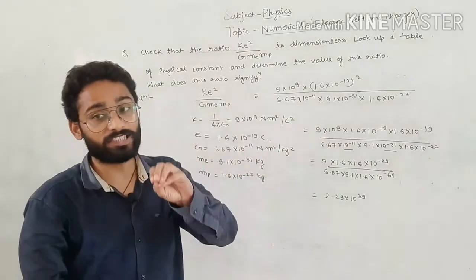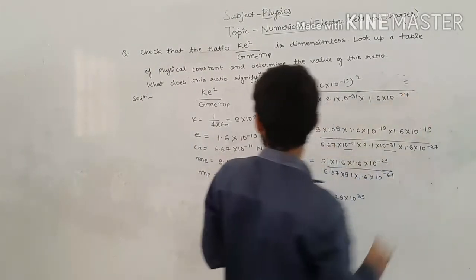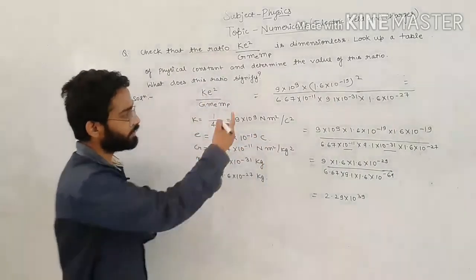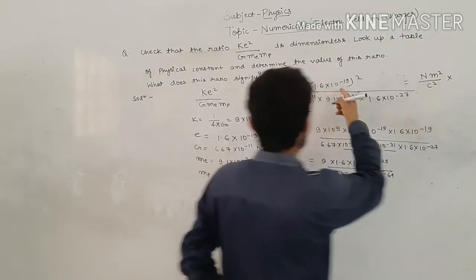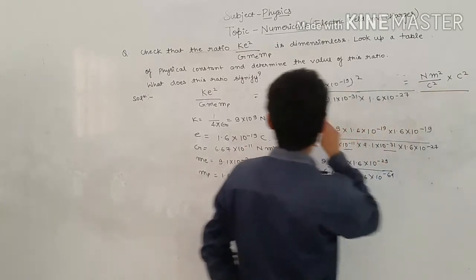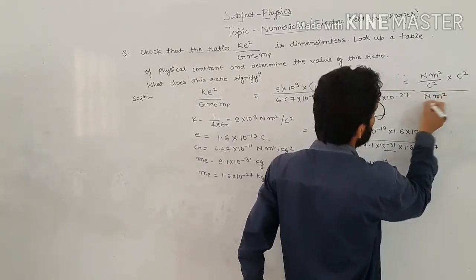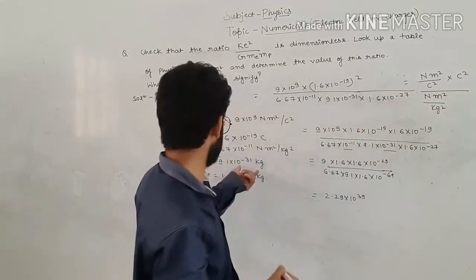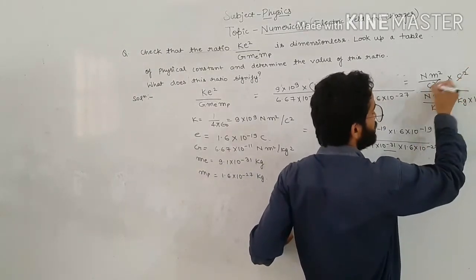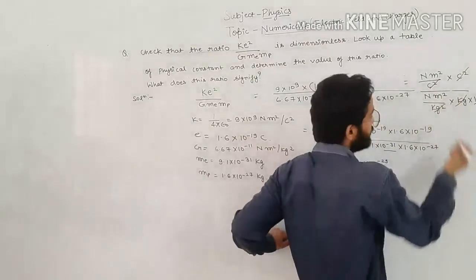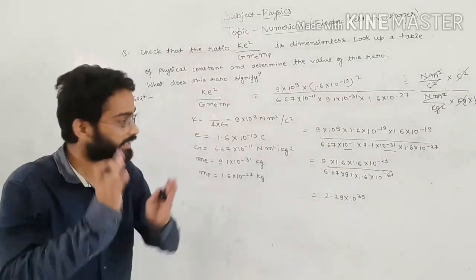How will you find that this is dimensionless? We have to find out the unit. The unit of 9 into 10 power 9 is Newton meter square per coulomb square, into coulomb square, upon 6.67 into 10 power minus 11, whose unit is Newton meter square per kilogram square, and the masses give kilogram into kilogram. Coulomb square cancels out, kilogram square cancels out, Newton meter square cancels out, that is 1. So this quantity is dimensionless, as we have proven here.